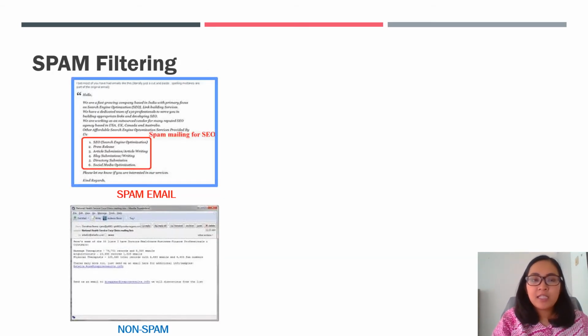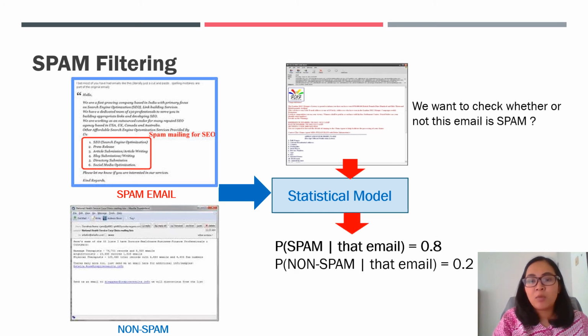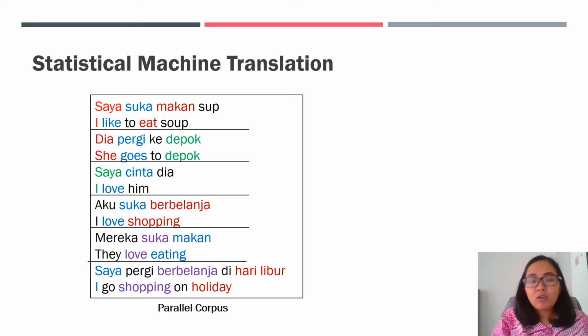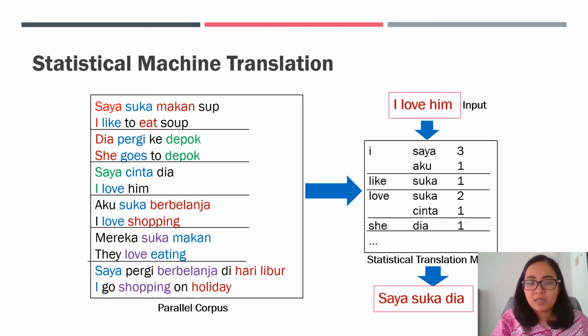Furthermore, statistics and probability are extensively used for applications such as spam filtering, in which we use a statistical model to determine spam or not, and also statistical machine translation, in which we use statistical modeling to determine a translation of certain sentences.